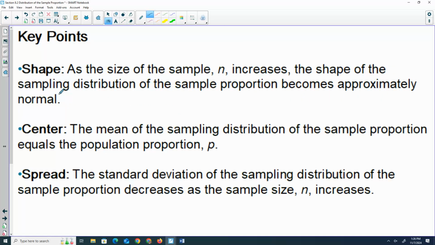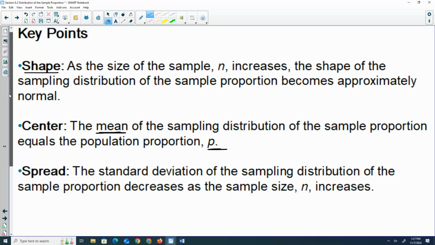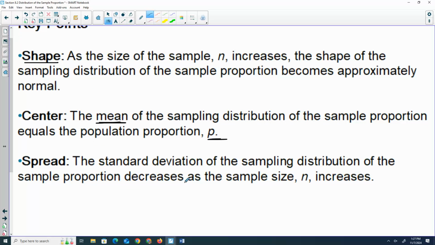Some key things here. Kind of like we saw with the sample means, when N increases, the shape becomes more normal. It's not as cut and dry as with the means. With the means, we just said if we have more than 30, we can assume it's normal. That's not quite as clear here, and we'll talk about what the requirement is in a second. The mean is the population proportion. And the standard deviation, just like yesterday, is going to get smaller when N gets bigger. So the bigger our sample, the less error we are going to have in it.